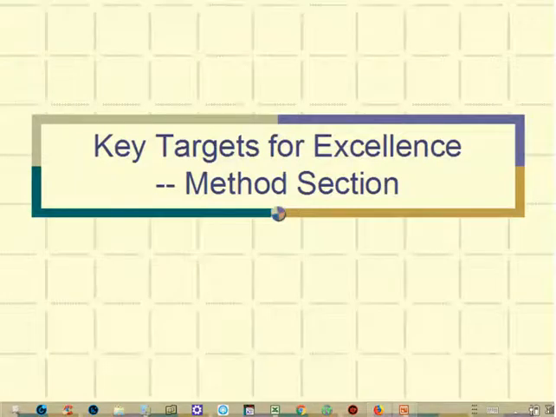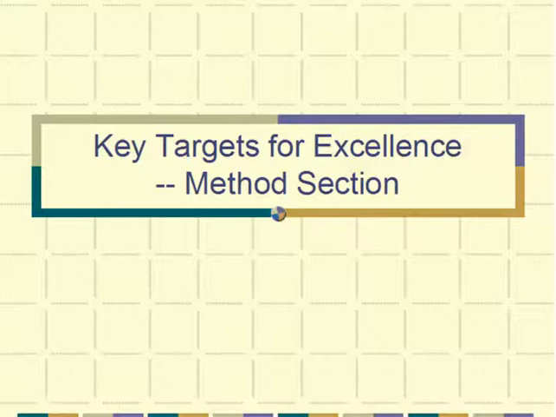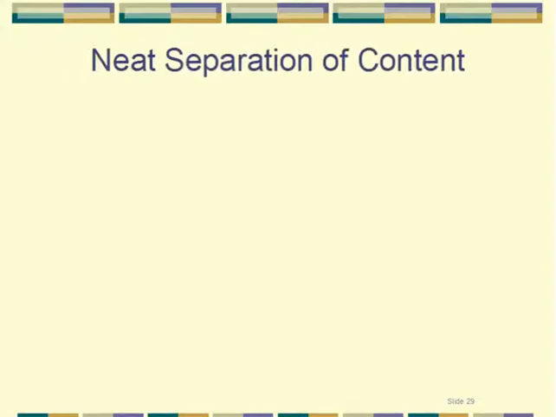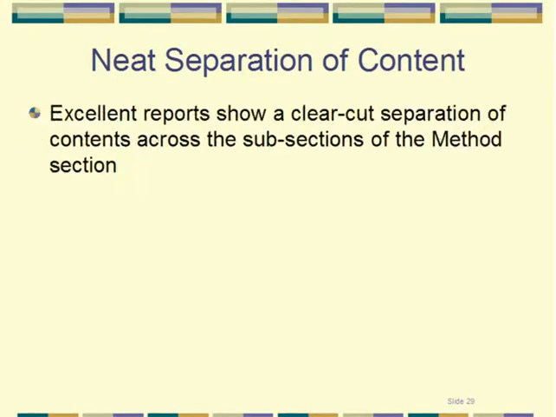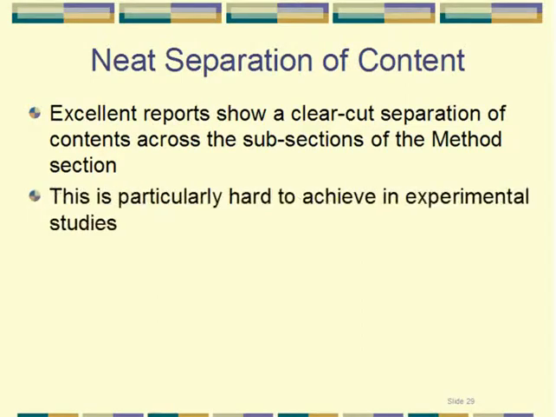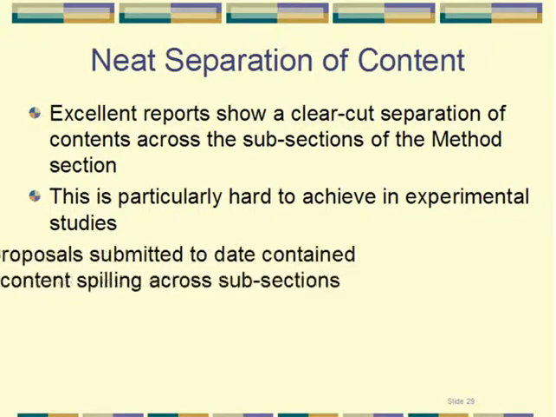Let's now move to the key targets for excellence concerning the method section. The first rule is to have a neat separation of content across subsections. Excellent reports show a clear-cut separation of contents across the subsections of a method section. This is particularly hard to achieve in experimental studies.